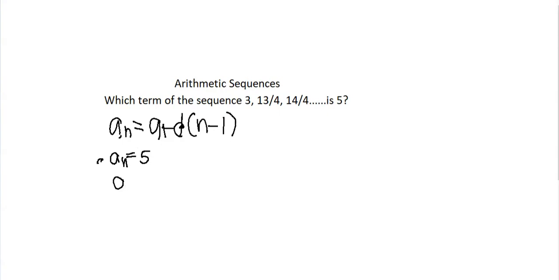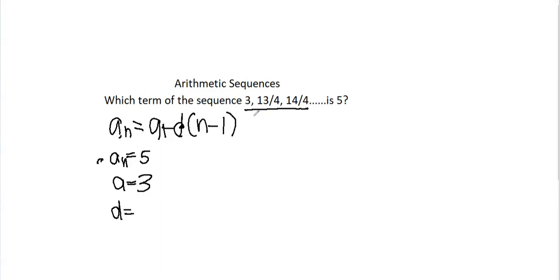And we know that a is considered our first term. So when looking at this sequence, our first term is going to be 3. Next, we know that d can be considered our common difference. What I mean by that is when looking at the values given in our sequence right here, we can see what value we have to add or subtract to get from one term to the other.